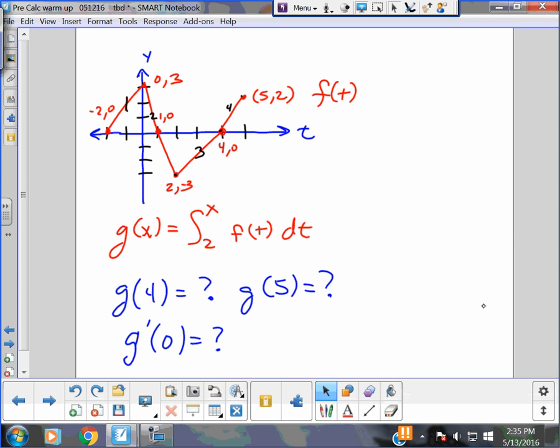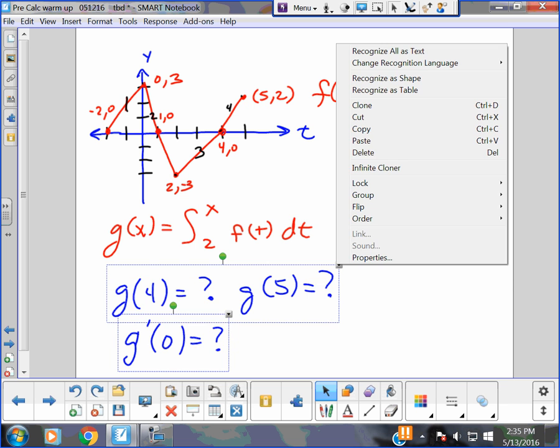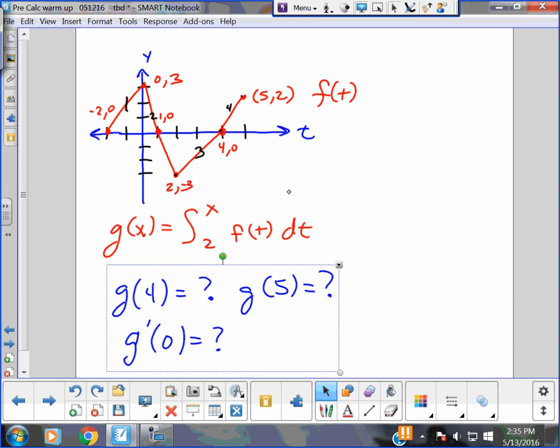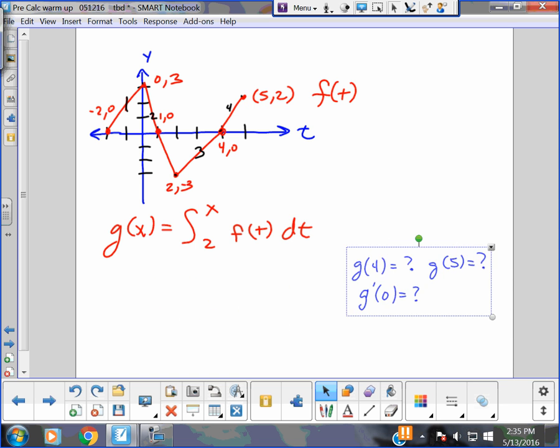All right, so everybody, we have what we call a fundamental theorem of calculus problem, that we can define the area under the curve as a function g of x, all right? That's here in red, all right? And the first thing I ask for is g of 4 and g of 5. So if I move those out from the left side of my board to the right side, so it's in the dead spot, and I can write over here.